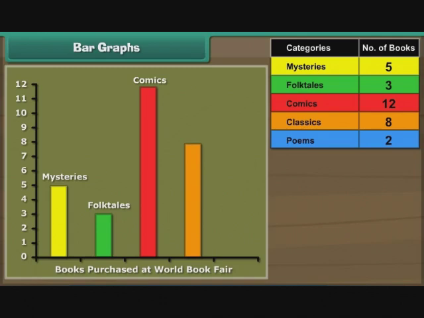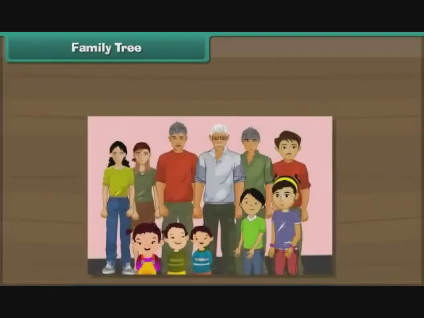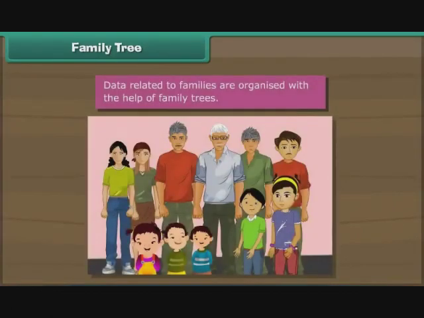We now draw a bar 8 centimeters tall for classics. Last, we draw a bar 2 centimeters tall for poems. The bar graph is ready. Family tree. Data related to families are organized with the help of family trees. Ravi lives in a joint family. Let us represent his family with the help of a family tree.